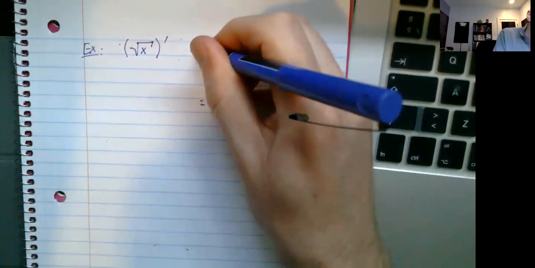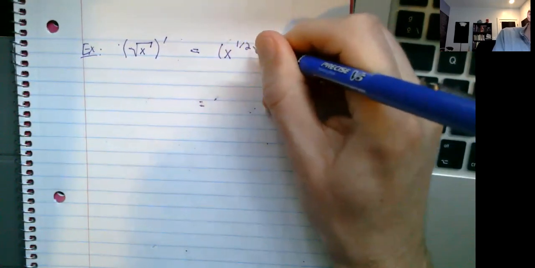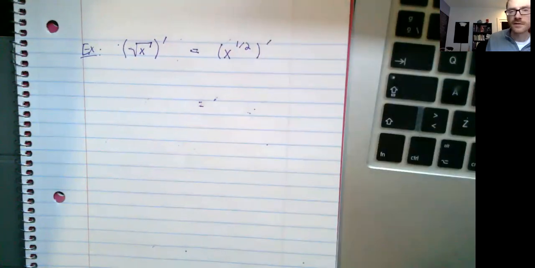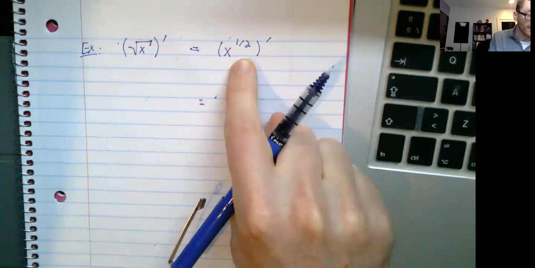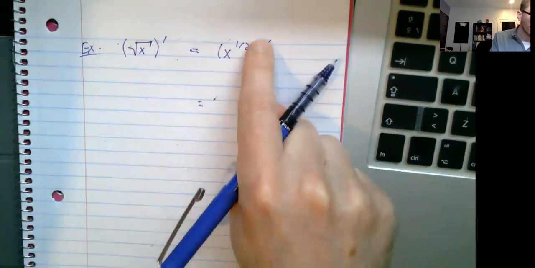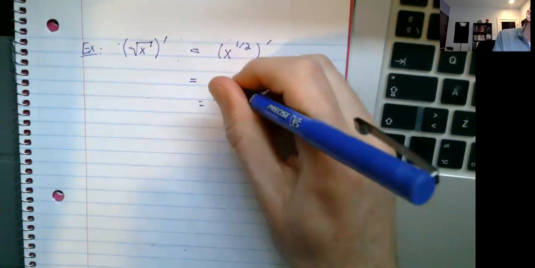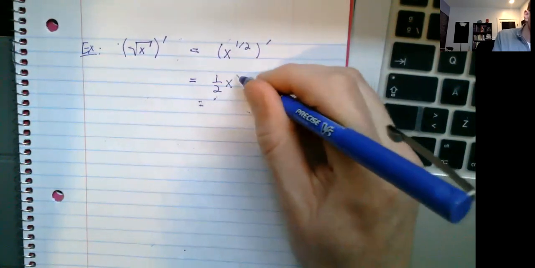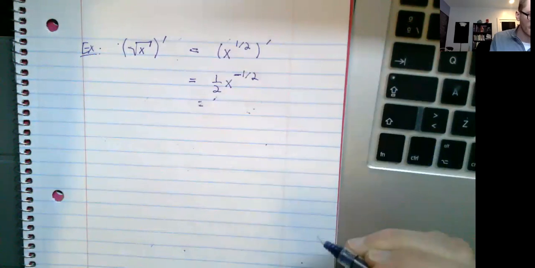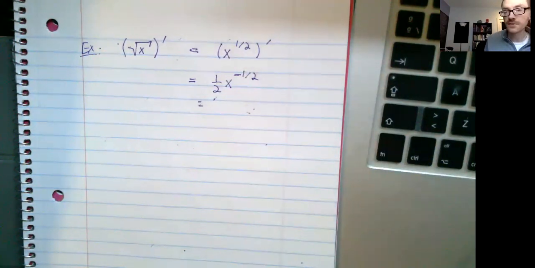Well, the trick here is to recognize that the square root of x can be written using a fractional exponent. The square root of x is the same thing as x to the power of 1/2. And so I can use the power rule to find the derivative of x to the 1/2, right? The 1/2 comes down, and then you subtract 1 from the exponent, leaving you with negative 1/2. So that's the derivative of this function, okay?